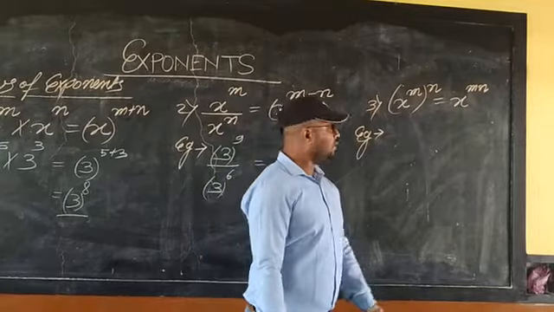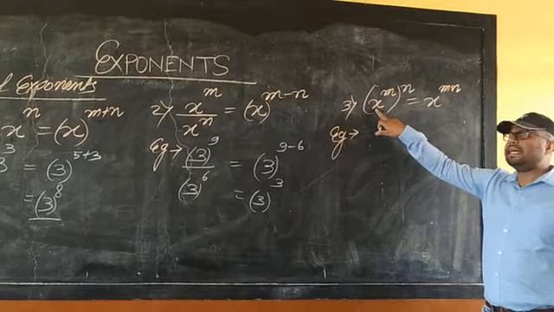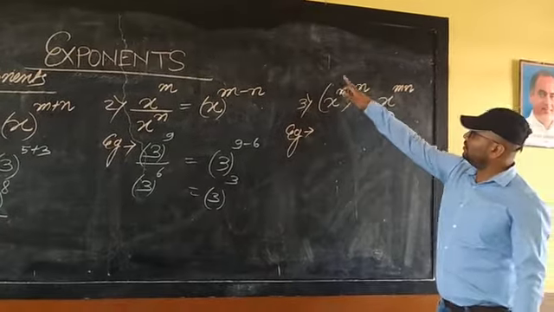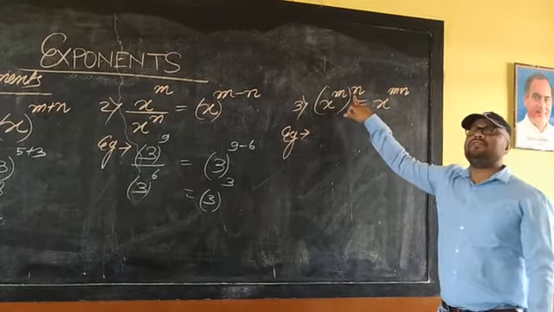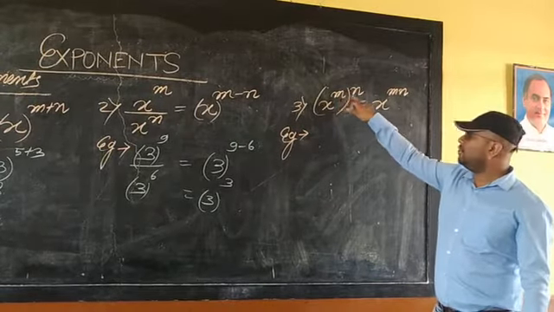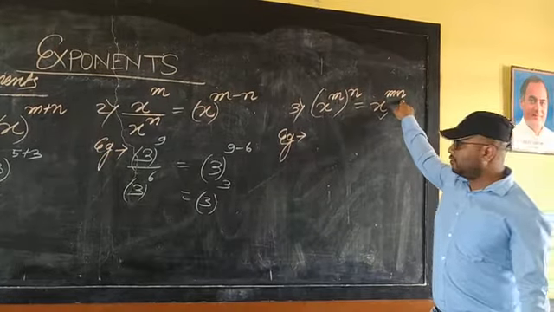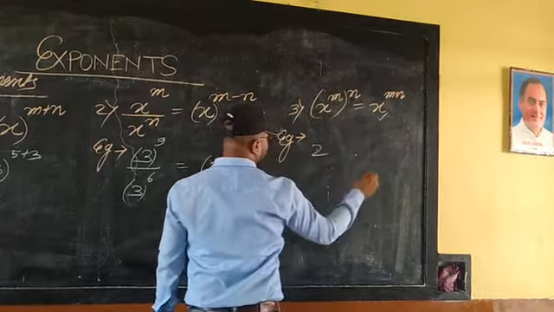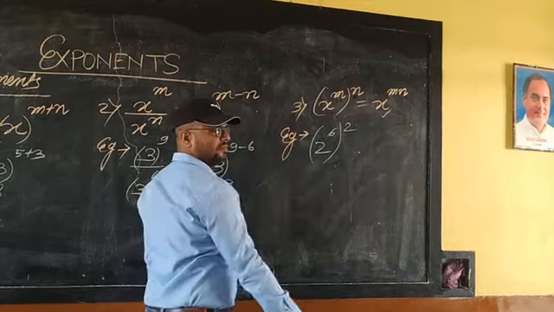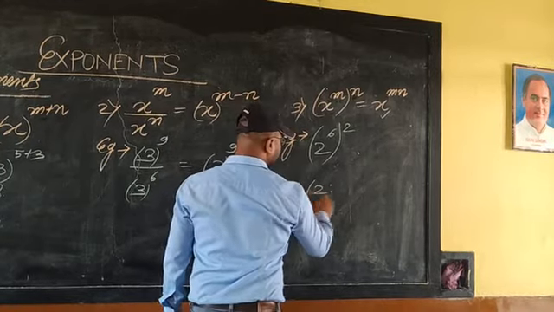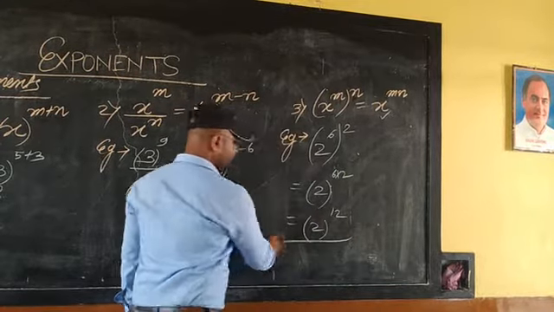Third, in the third law, you have a question where one base already has a power and the whole term has a common power. In that case, what will happen? Will this be added or will this be multiplied? Student, the answer is they will be multiplied. Let's do one question. Let 2 to the power 6, and it has a square. So what will be the answer, students? 2 to the power 6 into 2, so 2 to the power 12.